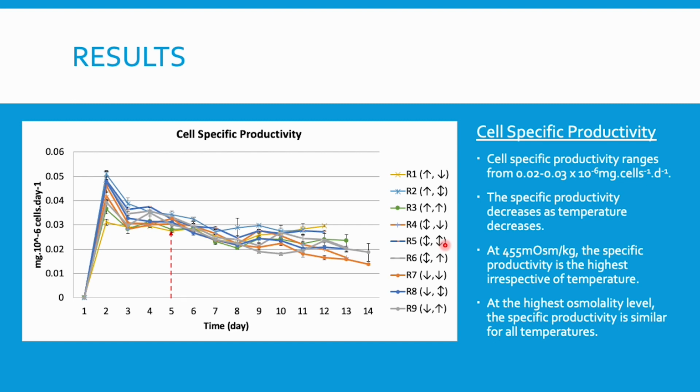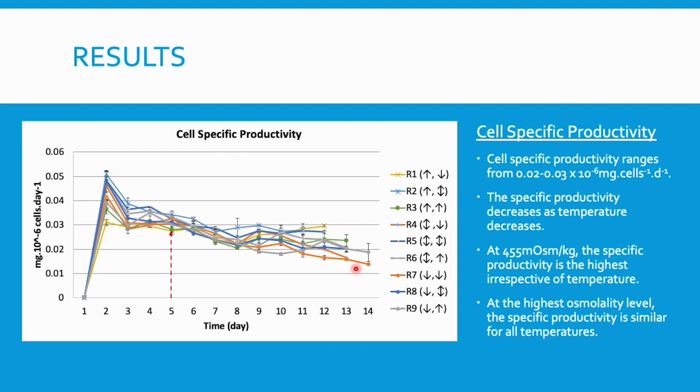we can see that cultures run at midpoint osmolality, which are these blue lines, R8, R5, and R2, are here, have higher specific productivity. Meanwhile, the productivity for cultures run at the highest osmolality level, which is R9, R6, and R3, is almost constant for all temperatures. The plot can be seen from here, which is about in the middle of all lines.